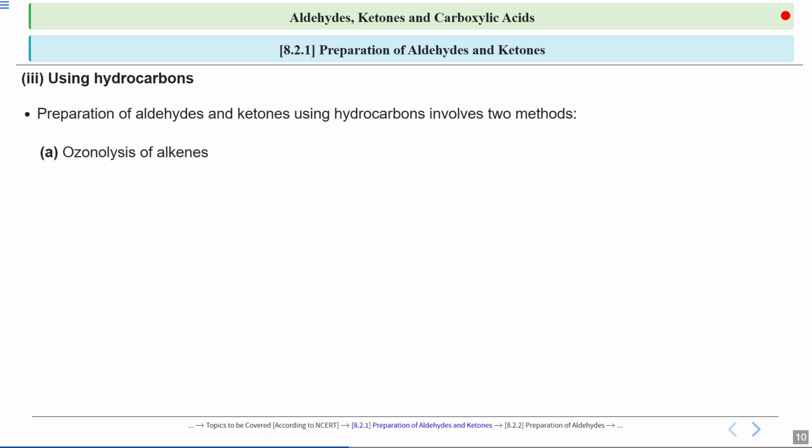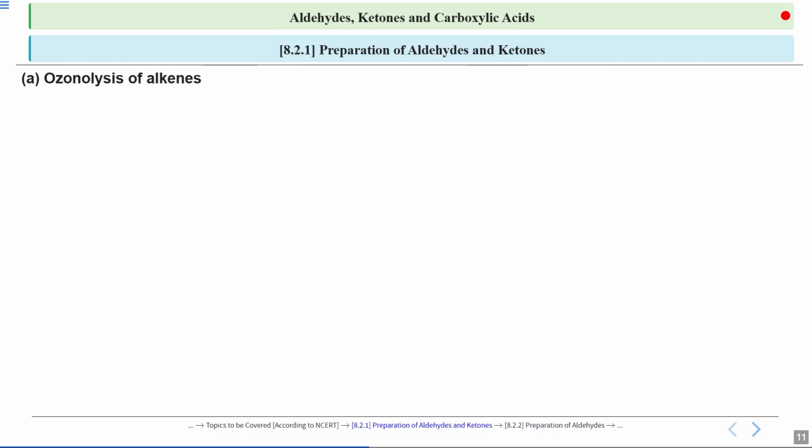First is ozonolysis of alkenes. In this process, alkenes react with ozone to form ozonides, which are further cleaved to produce aldehydes and ketones. We will see this process in an upcoming slide. Next is hydration of alkynes. This involves adding water to alkynes in the presence of a catalyst to form aldehydes or ketones. Now we will discuss these processes one by one.